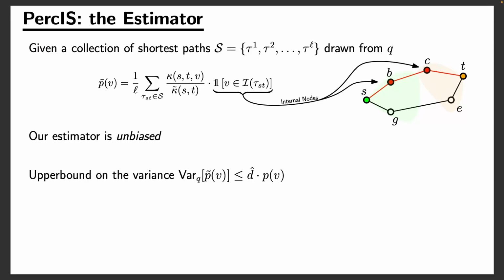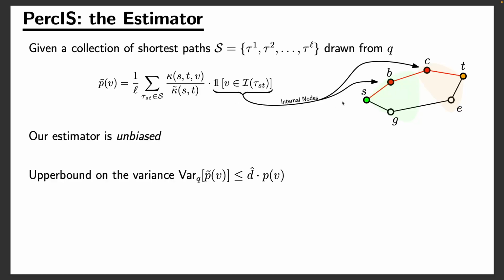Now that we defined how to efficiently sample from our importance sampling distribution, we describe how to update the percolation centrality estimates of the nodes in the network. Every time that we sample a shortest path from the graph using the importance sampling distribution Q, we update the percolation centrality scores of the internal nodes of the shortest path by the ratio kappa of s of t of v over kappa tilde of s of t.